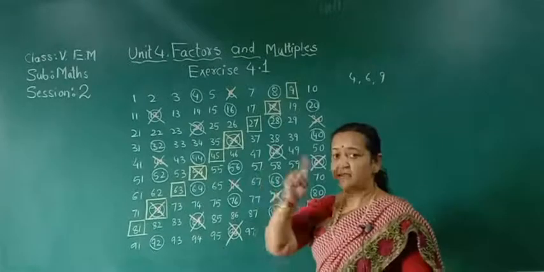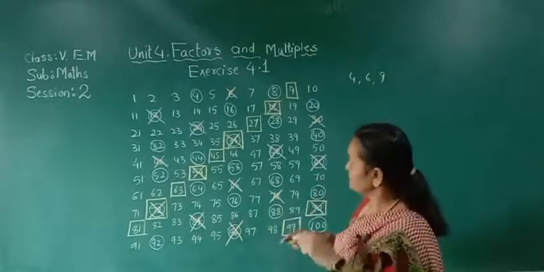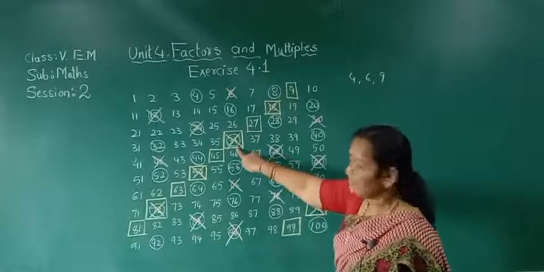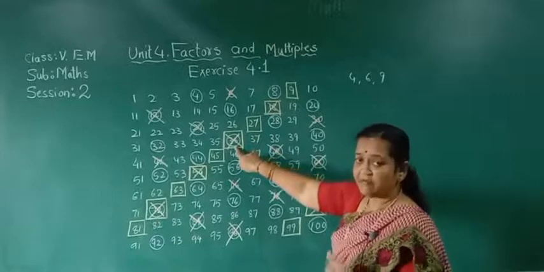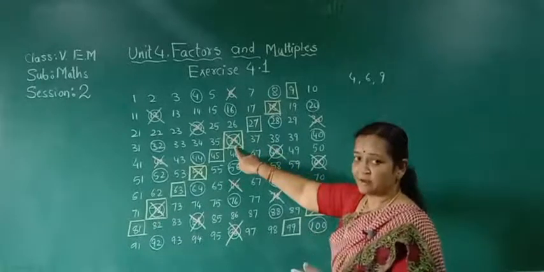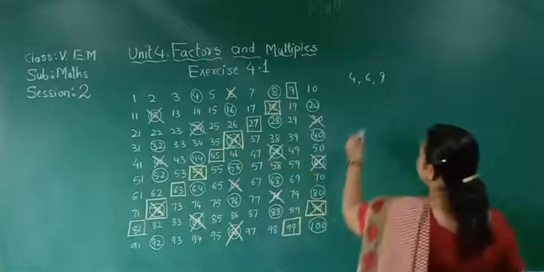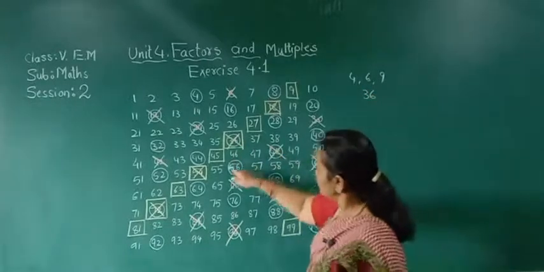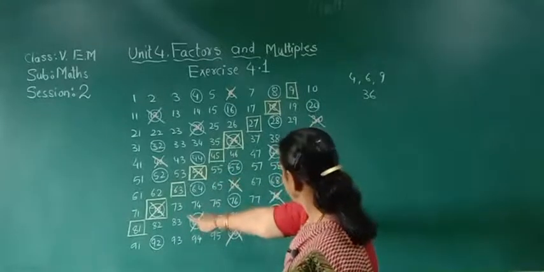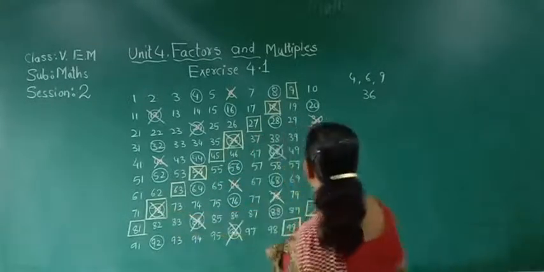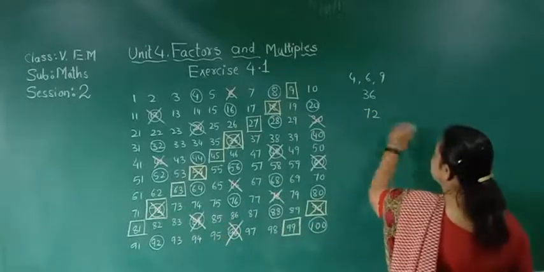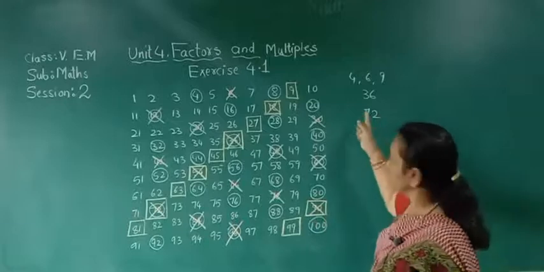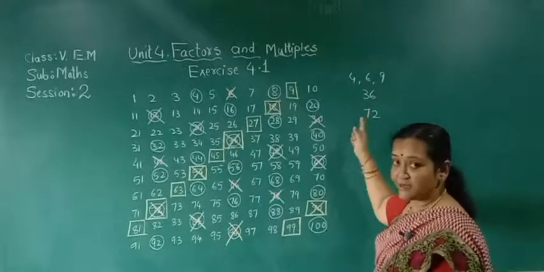Where we find the circle, cross and box. Which is the first number? Is it 36? 36 is the number which is multiple of 4, multiple of 6 and multiple of 9. So, here let me write 36. Then it is 72. Check here. These are the two numbers which are the multiples of all three, 4, 6 and 9.